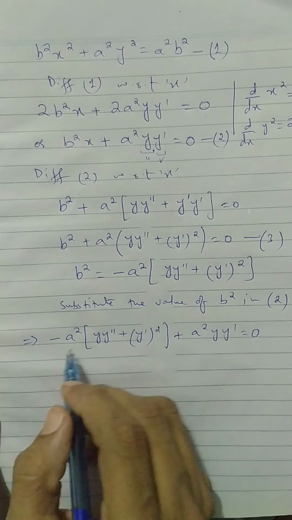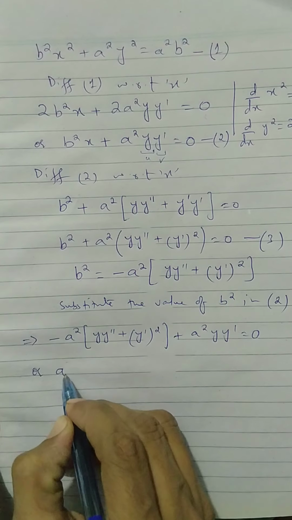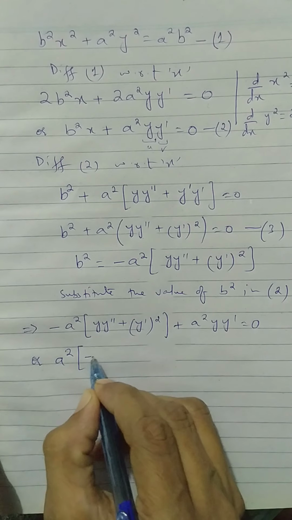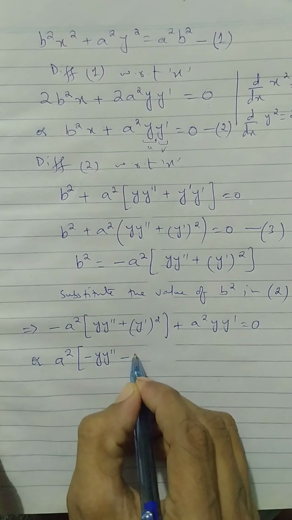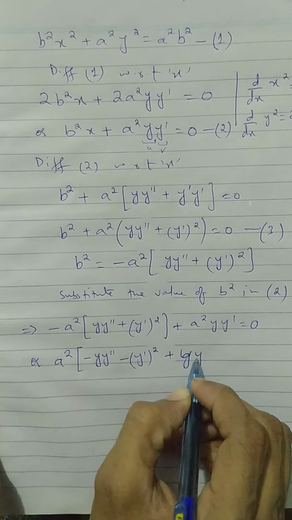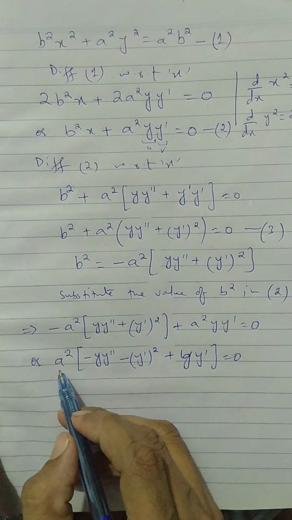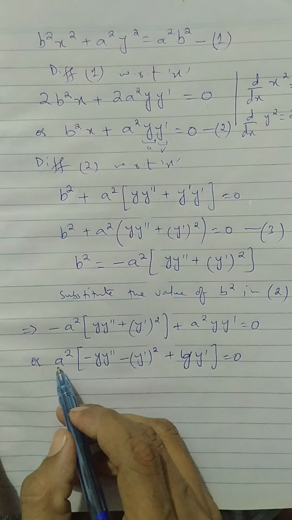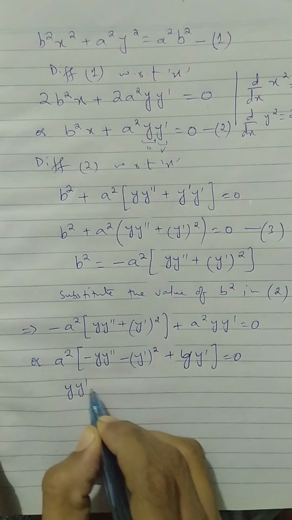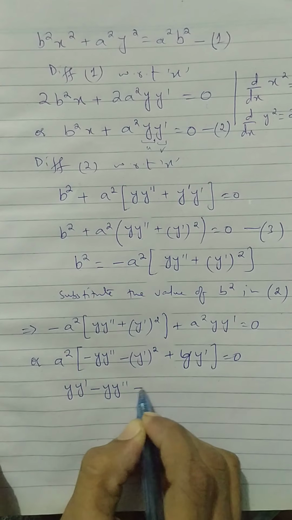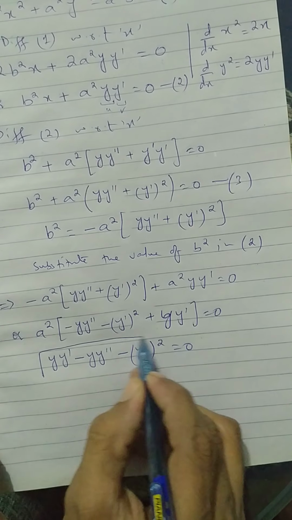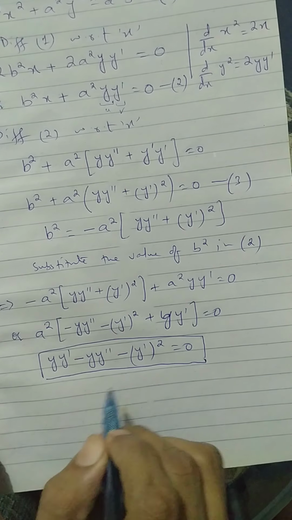Now I can take a square as common from this equation. The remaining equation will be minus y into y double dash minus y dash whole square plus y into y dash equals 0. So I can transfer this a square to the right hand side. This equation will be y into y dash minus y into y double dash minus y dash whole square equals 0. This will be the required differential equation of the ellipse.